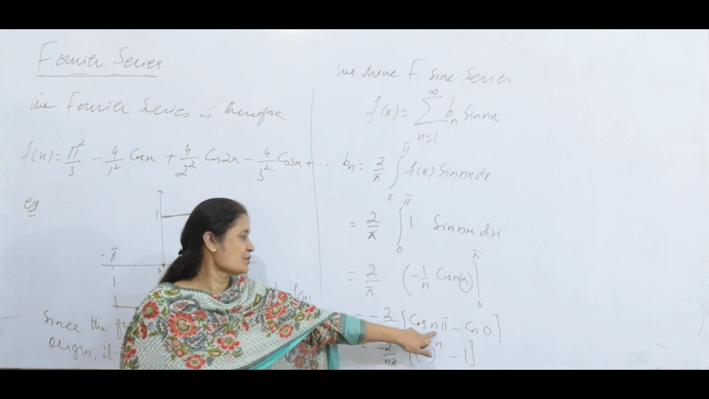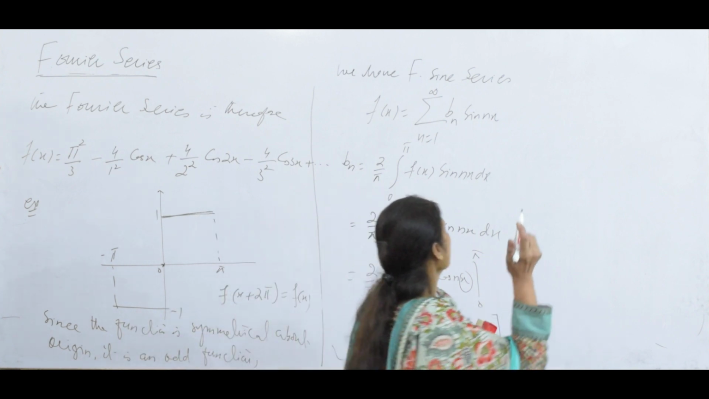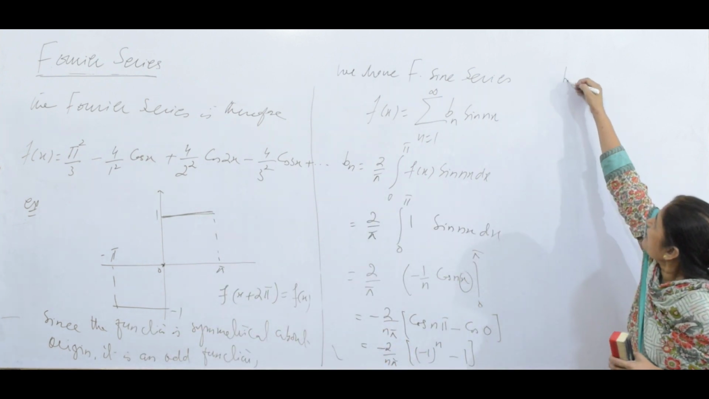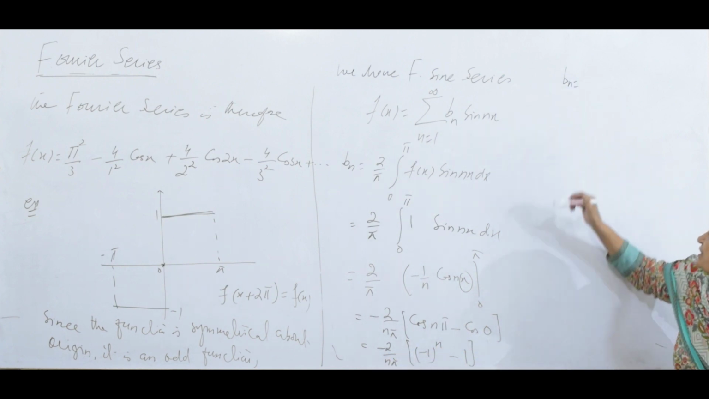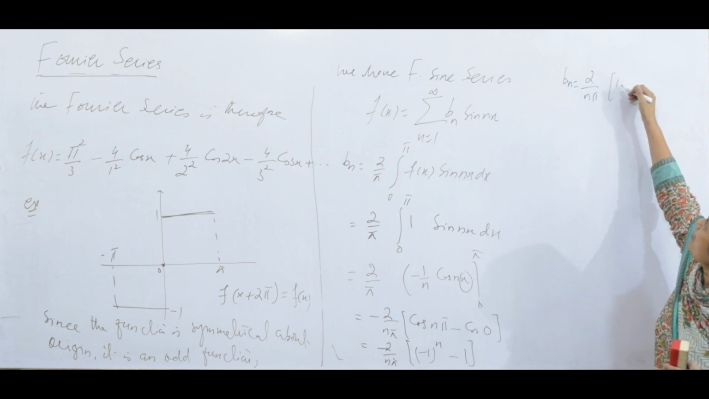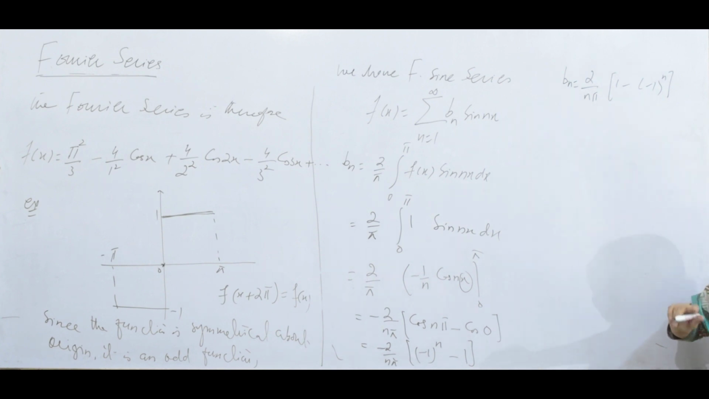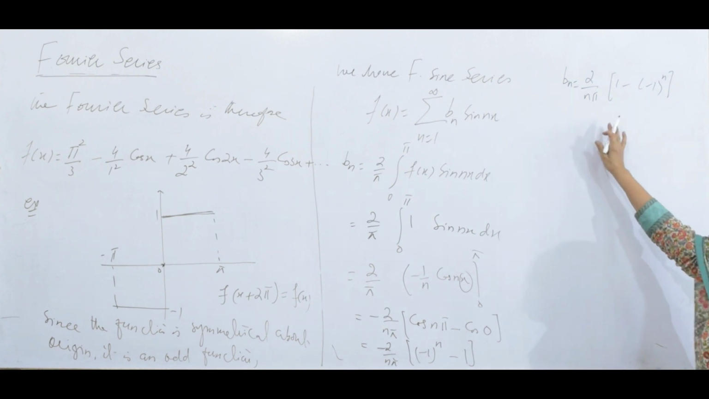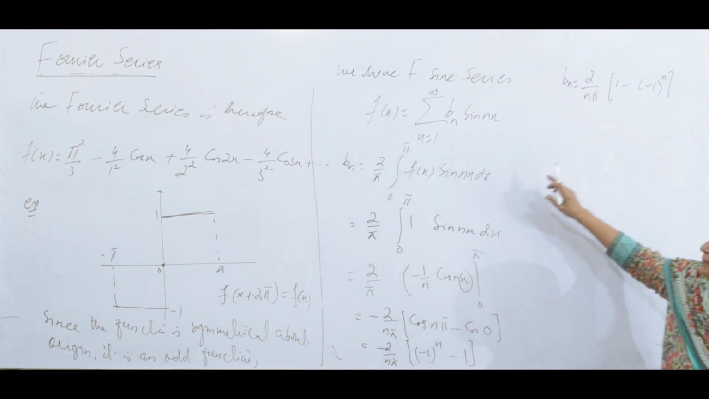Whenever you are having cos n pi, you have to put minus 1 raised to the power n. So Bn will be, let me adjust this minus, I am multiplying this with minus. So this is 2 over n pi outside, 1 minus 1 raised to the power n. So this is the general formula, right, for the coefficient Bn when the function is an odd function.